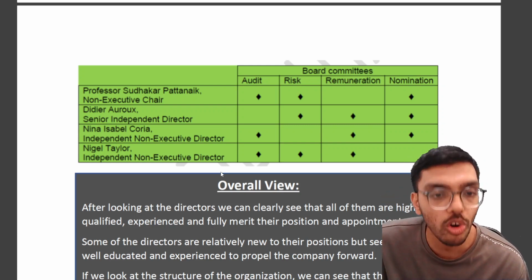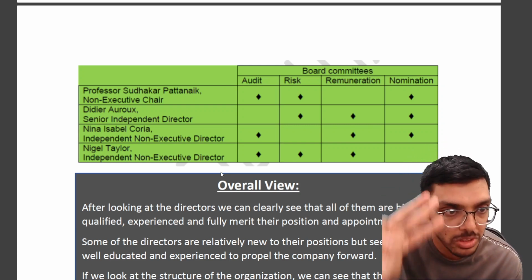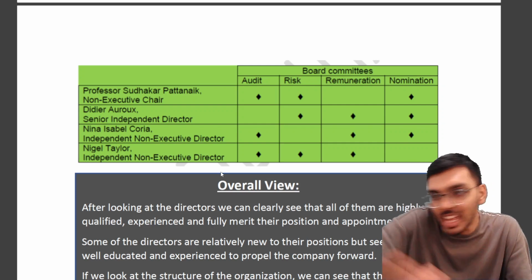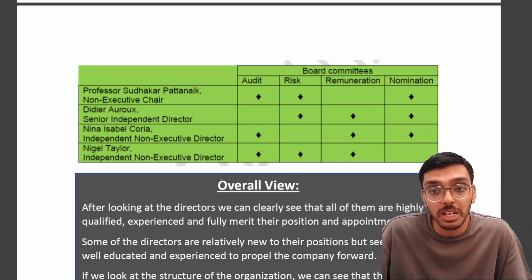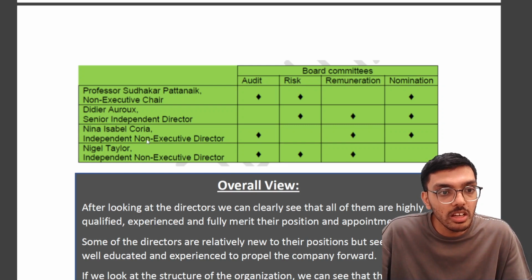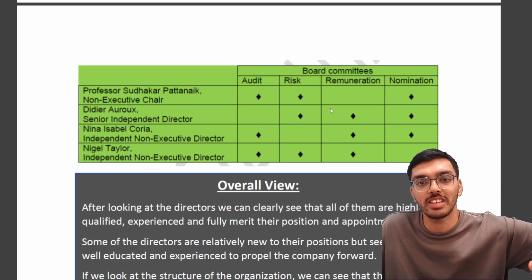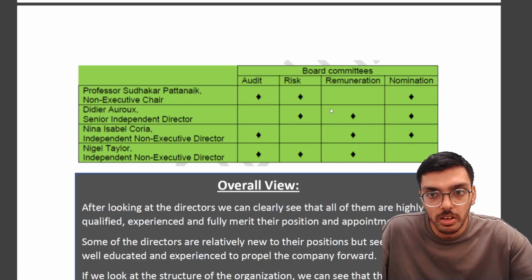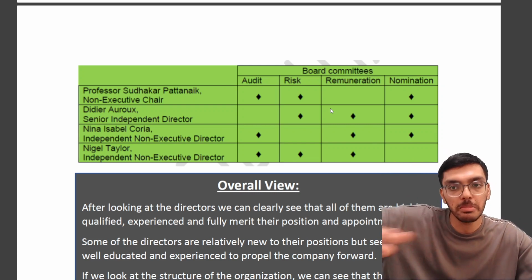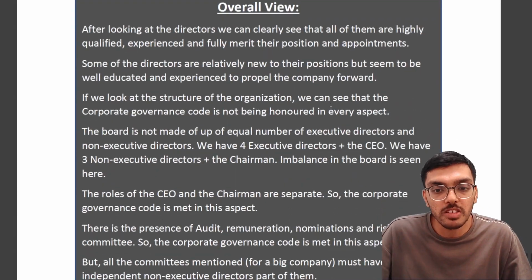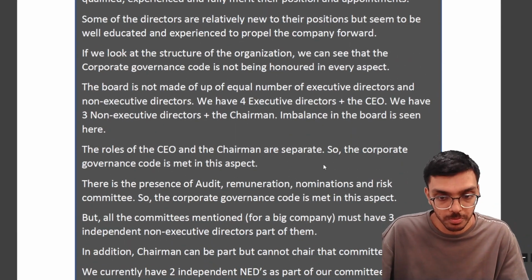But for a large organization, it is recommended that you have 3 independent non-executive directors as part of each committee, and then you can have the chairman being part of that committee, that's fine. But if you look at the audit committee, there is only Nina and Nigel plus Sudhakar. If you look at the risk committee, there is Didier and Nigel plus Sudhakar. So there are 2 independent non-executive directors plus the chairman. Only the remuneration committee is meeting this threshold. So in the future, this could be a corporate governance issue which I have brought up to you.